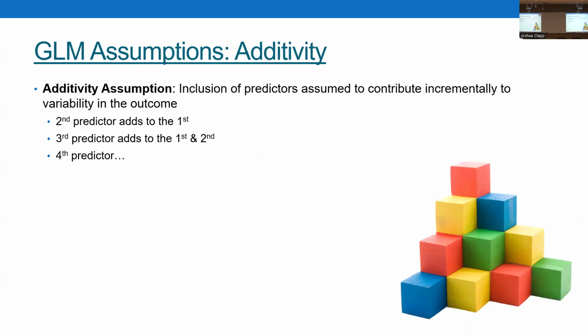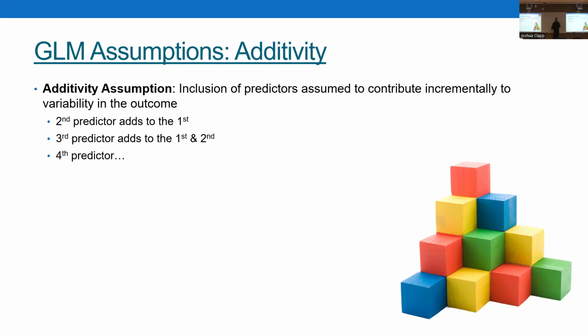All right, so linearity is a big thing. The other thing we need to be thinking about is additivity, okay? The idea behind additivity is that as I add predictors to my model, my first predictor is accounting for this piece, my second predictor is accounting for another piece, and my third predictor is accounting for another piece. If I have a good, efficient model, each predictor I put in should be contributing something new and unique to accounting for whatever my outcome is, okay?